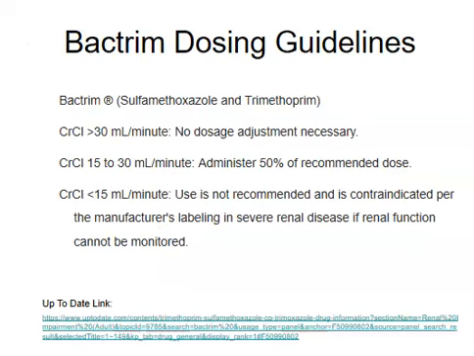Here's what the Bactrim, which is sulfamethoxazole and trimethoprim, dosing guidelines look like. If the creatinine clearance is above 30 mLs per minute, you don't have to dose adjust at all. If the creatinine clearance is between 15 and 30, you should administer half the recommended dose. And if the creatinine clearance is less than 15 mLs per minute, you really wouldn't want to use this drug at all and just swap out for a different drug.